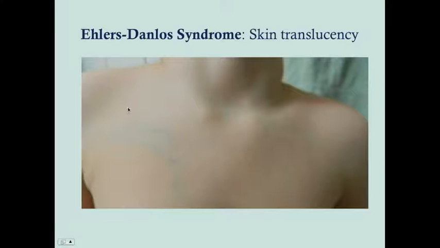And then here's the skin translucency. This is typically seen in the vascular EDS. So note that you can see the veins beneath the skin. In most people, you'll be able to see some veins underneath the skin, but this is obviously not a place where you typically see veins beneath the skin. This is on the chest.